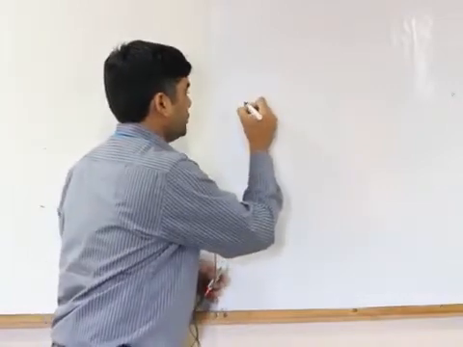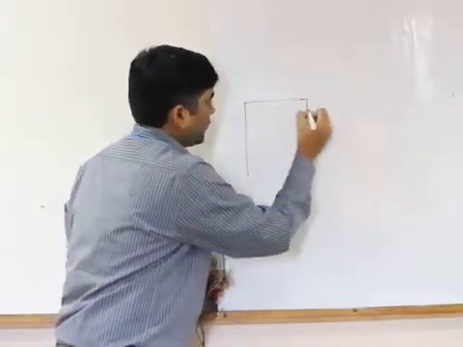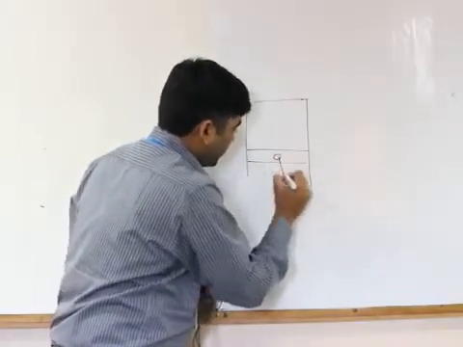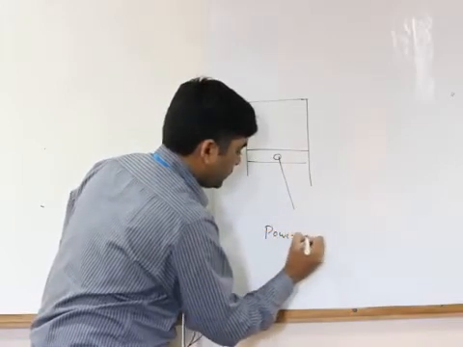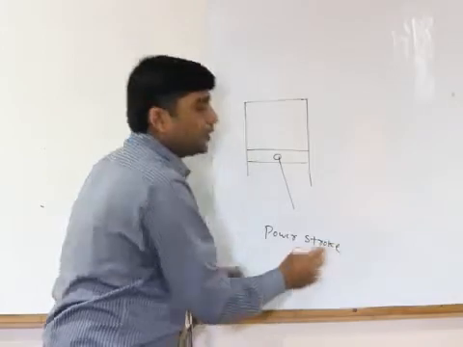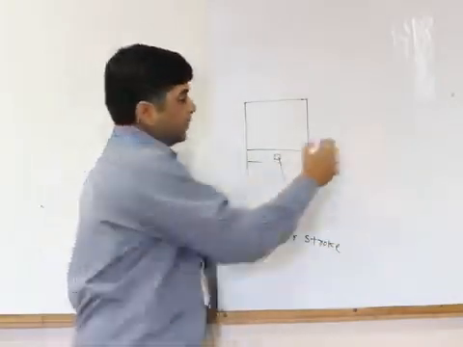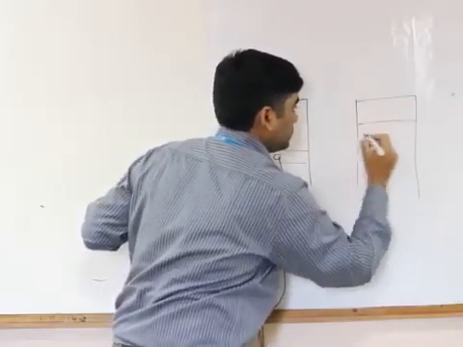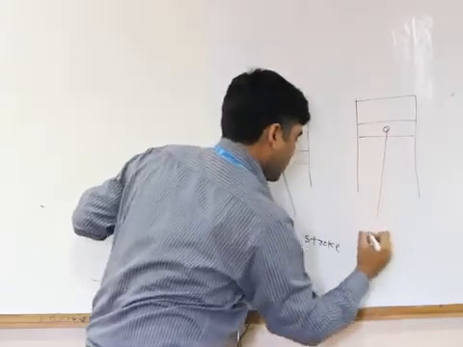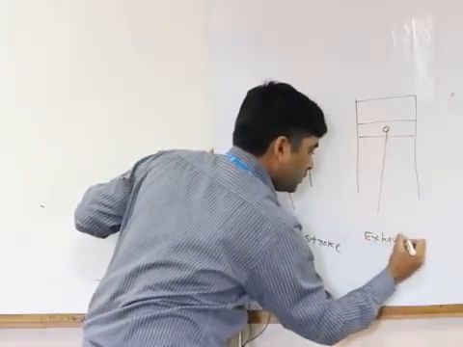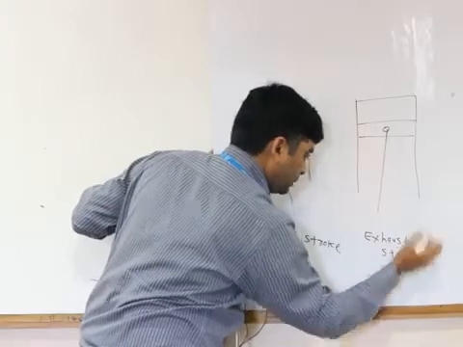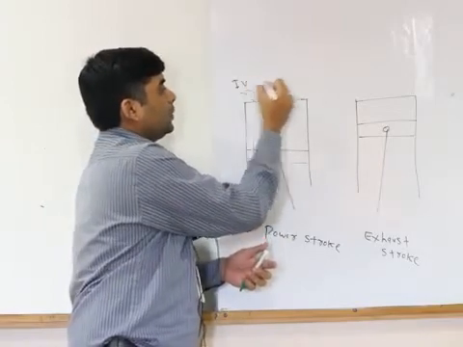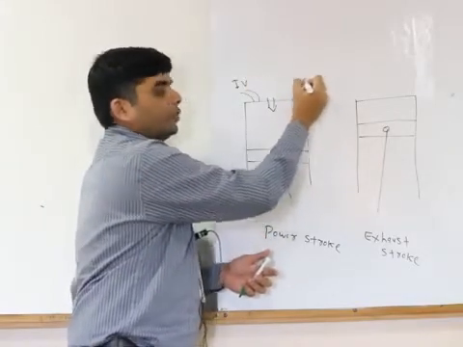The next stroke is the exhaust stroke. Before that there is a power stroke. This is called the power stroke. What is the power stroke? In the power stroke there is generation of power, and the last stroke is the exhaust stroke. Again, this is a spark plug, this is an inlet valve, and this is an exhaust valve.